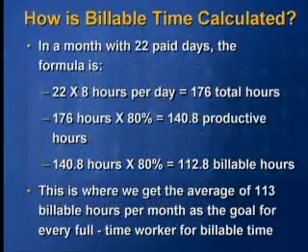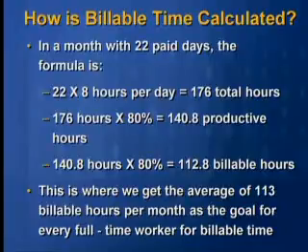So for example, a month that has 22 paid days, this may include holidays, but if there are 22 paid days, then you multiply 22 times 8 hours per day, 176 total hours. 80% of 176 is 140.8. So that's an estimate of what we would expect as far as productive hours go.